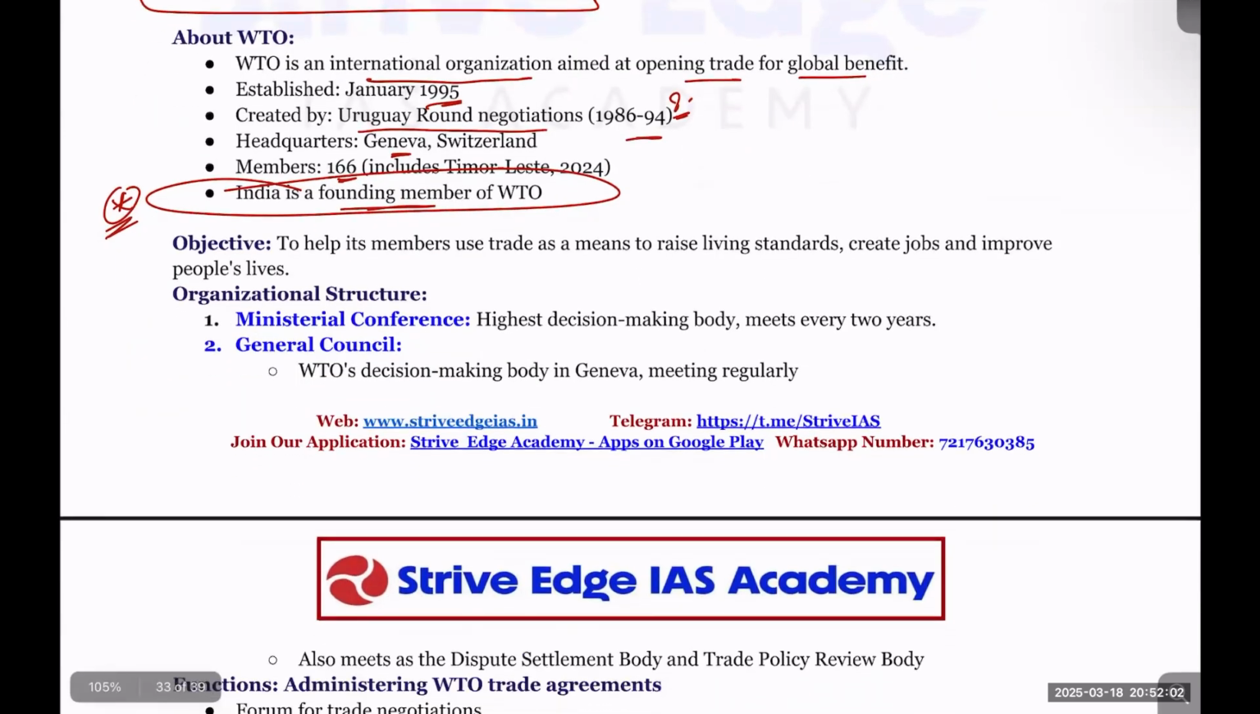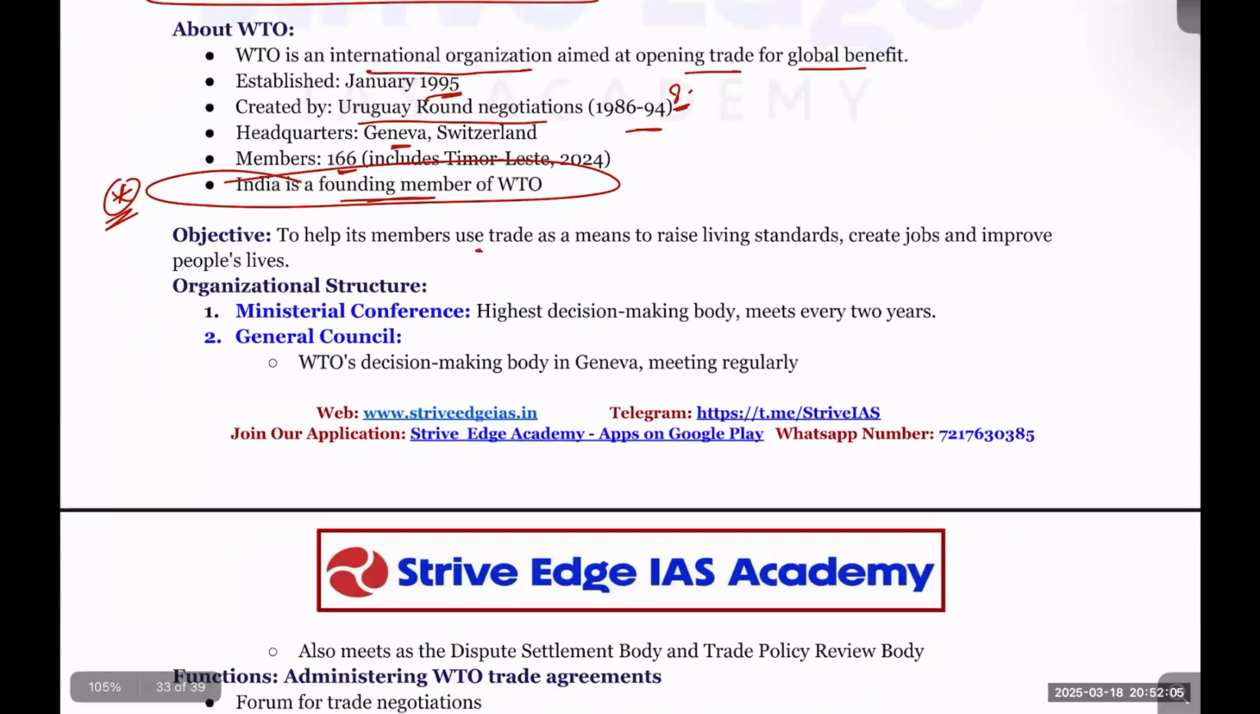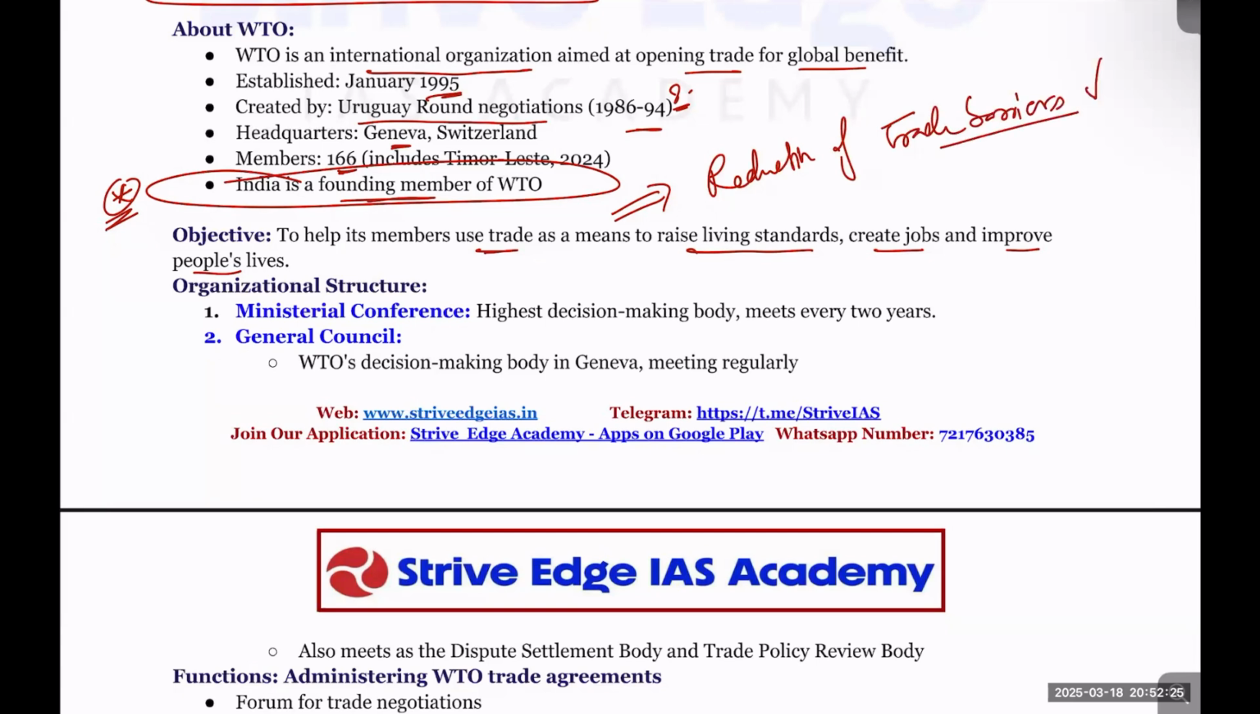What is the objective of the WTO? To use trade as a means to raise the living standard, create jobs, and improve people's lives. What it wants to achieve, it achieves through the reduction of trade barriers. So if trade barriers are lowered, what will happen? The export and import from a country will be faster and more efficient, and exports and imports will increase.